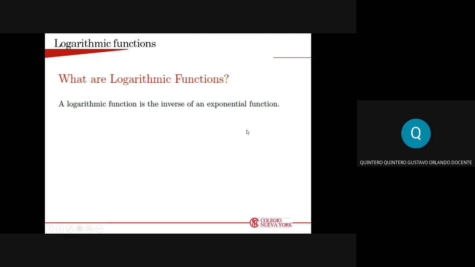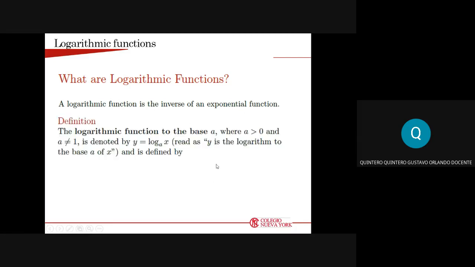All right. And we use the inverse to isolate variables, right? Remember, when we have a number added to a variable, we pass it to the other side to subtract, so we change it with the inverse operation. And this is exactly how we are going to use logarithmic functions. We can now isolate exponentials by using logarithms. All right, this is the real definition. Go ahead and write it down, please.